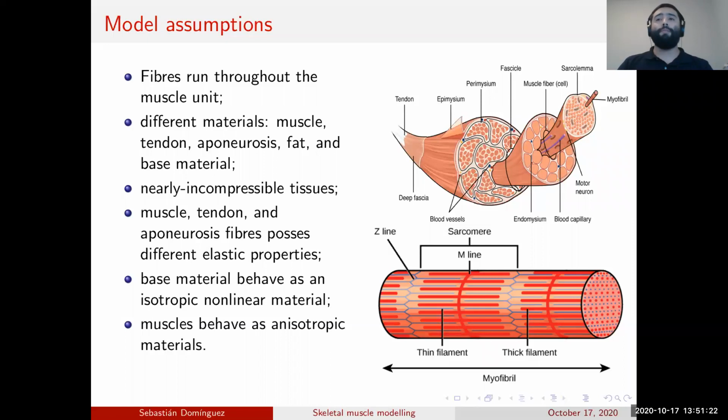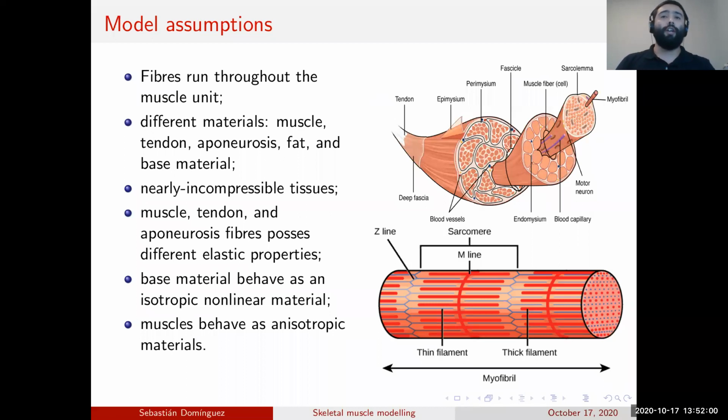So we have a few assumptions. We assume that as in real life, fibers run throughout the muscle unit. So they go from point A to point B inside the muscle. Different materials: we have muscle, tendon, aponeurosis, fat as well. We have it in the model currently, and the basic material. One of the students, Ryan Kono, is actually working on extracellular matrix material. So it's a bit different. So now we take a combination of the base material and this extracellular material.